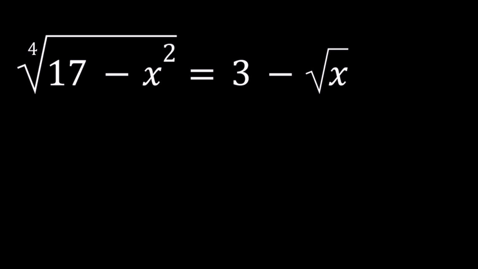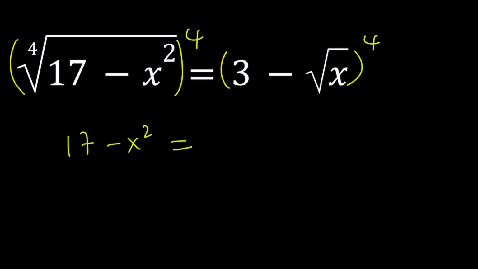So if you look at this problem, since we have the fourth root, it makes sense to raise both sides to the fourth power, doesn't it? So we can go ahead and do that, definitely. Raise it to the fourth power. The radical on the left disappears, and on the right-hand side we get 3 minus root x, to the fourth. So you may want to just square it first to see what that looks like.